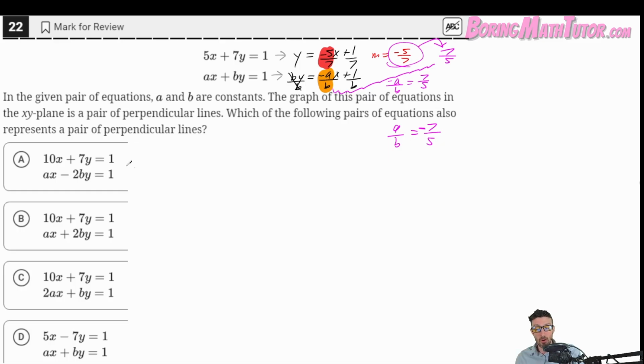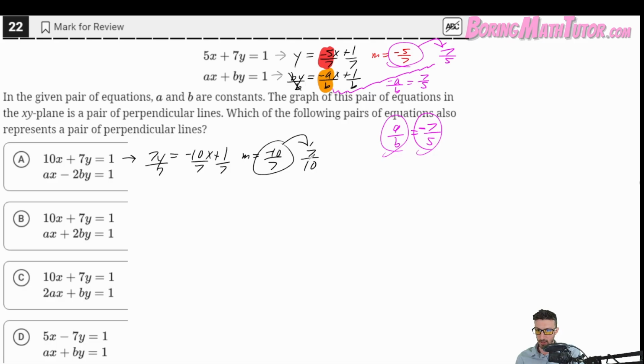And now I can check to see which one of these could also potentially be perpendicular. But I'm going to have to use what I just learned, that a over b is equal to negative 7 over 5. Okay, so let's go to this very first one. Let's solve this one for y. And we get 7y equals negative 10x plus 1. Divide everything by 7. And we find out that the slope here is negative 10 over 7. Now, if I take the negative reciprocal of that, that would get me 7 over 10.